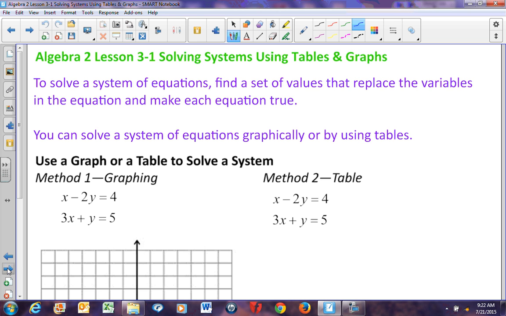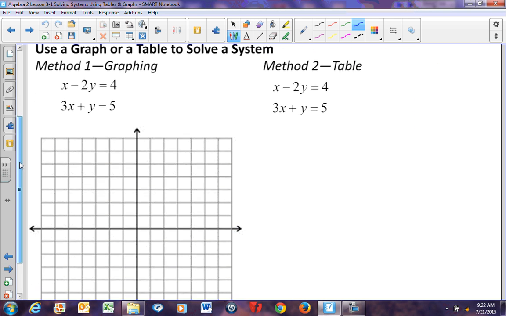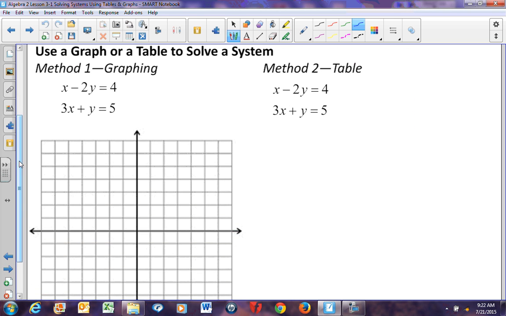Okay, let's take a look at this first example. Let's say we have the following system: x - 2y = 4 and 3x + y = 5. The first way I'm going to solve it is by graphing. I'm just going to simply solve these for y, put them in y equals form, graph the equations, and find out if they have a unique solution.